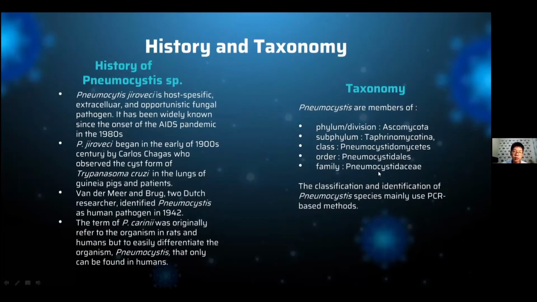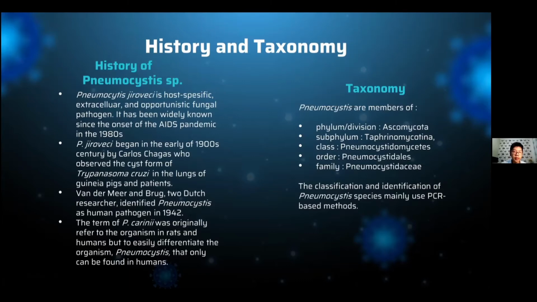Regarding the history and taxonomy of Pneumocystis jirovecii: Pneumocystis jirovecii is a host-specific extracellular opportunistic fungal pathogen. Pneumocystis is one of the causative fungal agents in immunocompromised patients. It has been widely known since the beginning of the AIDS pandemic during the 1980s. Due to its high number of cases in HIV patients, it is also often perceived as an AIDS characteristic disease.